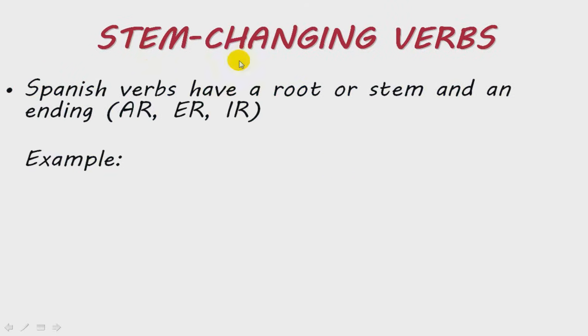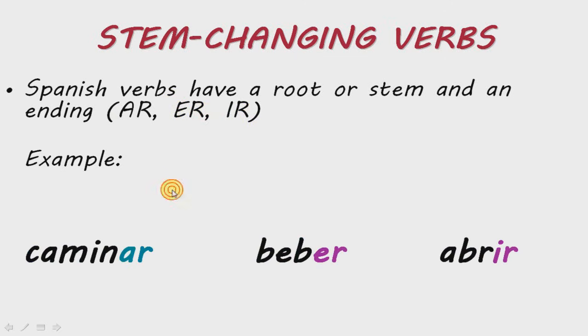We're going to focus on stem changing verbs. And what are these types of verbs? Well, let's have a look at this. You know that Spanish verbs have a root or stem and an ending. The infinitive ending is always AR, ER, or IR. For example, caminar, to walk, beber, to drink, abrir, to open.